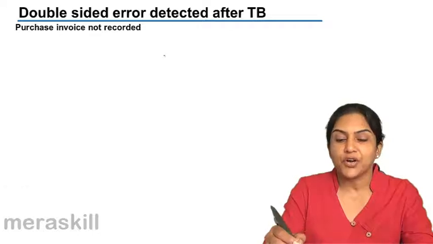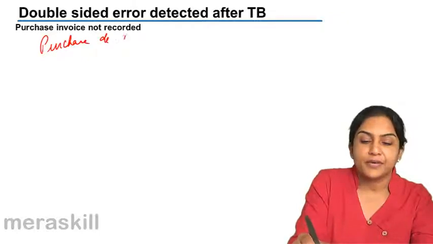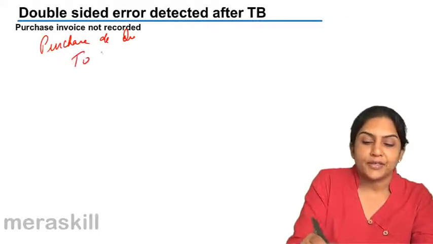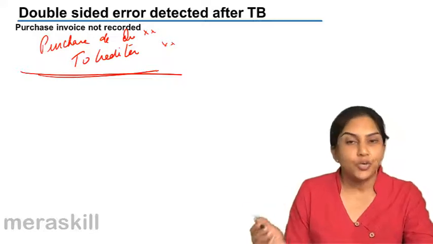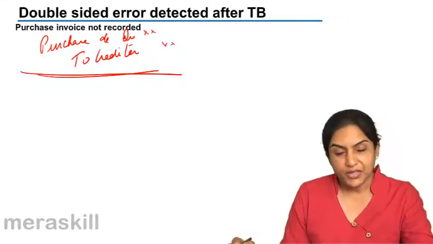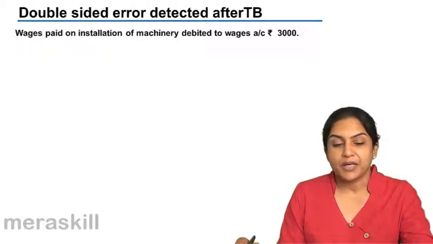Purchase invoice, if it's not recorded, just record it. So what is the entry? Purchase account debit to creditor with whatever amount. Creditor XYZ, whatever. An entry has to be passed. No difference with the entry that we passed before detection by the trial balance.